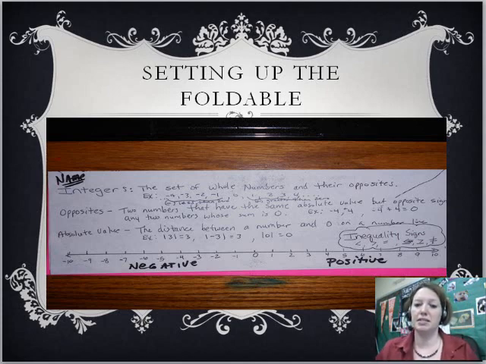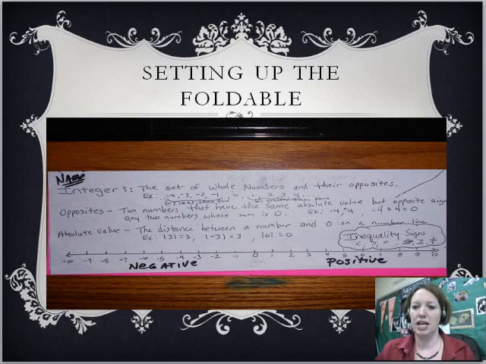The first one is integers. Integers are the set of whole numbers and their opposites. For example, ... -4, -3, -2, -1, 0, 1, 2, 3, 4, ... The negatives are all to the left because they're less than 0, and the positives are to the right because they're greater than 0.